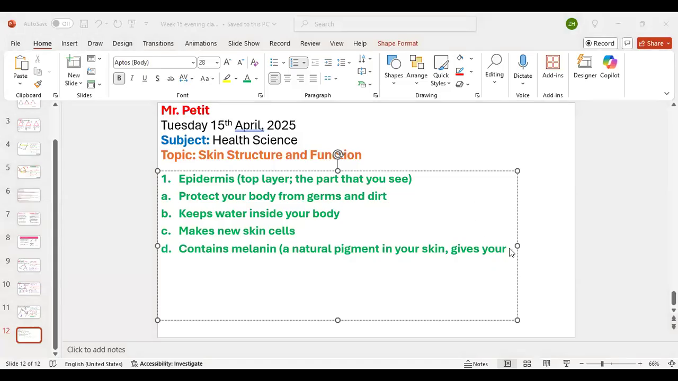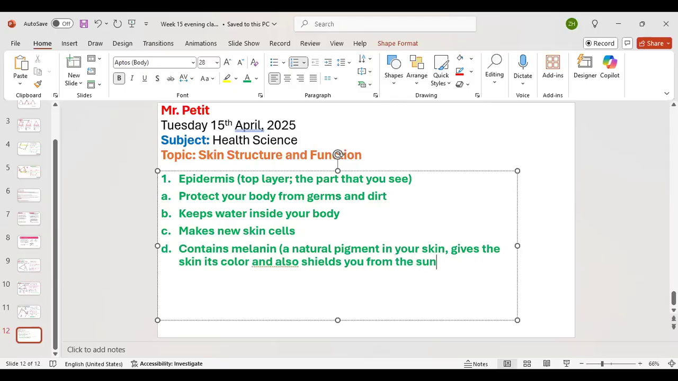So it's a natural pigmentation that gives the skin its what? Color. Everyone has melanin. And it also shields us from what? UV rays. Sun rays. Yes, very good. It shields us from the sun's harmful rays. Rays, very good.